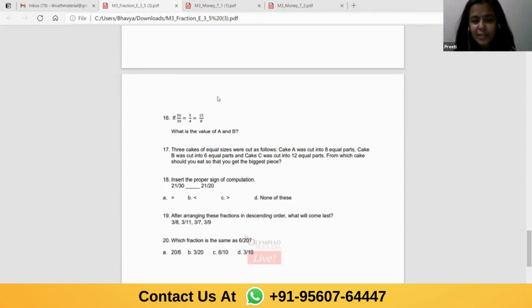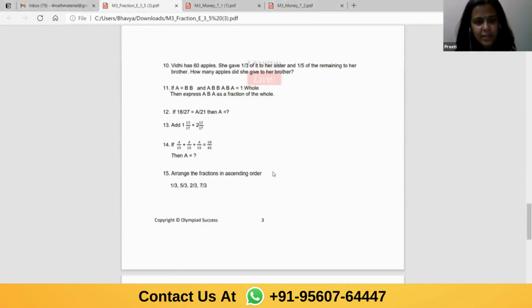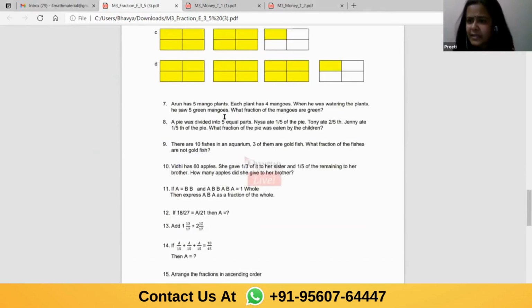This sheet is actually to be done in the class. This is a tricky sheet. The 7th one. I explained this question last time. I think Abdul was not there. This was Ishan's doubt. Arun has 5 mango plants and each plant has 4 mangoes, Abdul. So how many mangoes do I have in total? There are 5 plants, 4 mangoes in each one of them. So if I multiply 5 with 4, I will get the total number of mangoes.